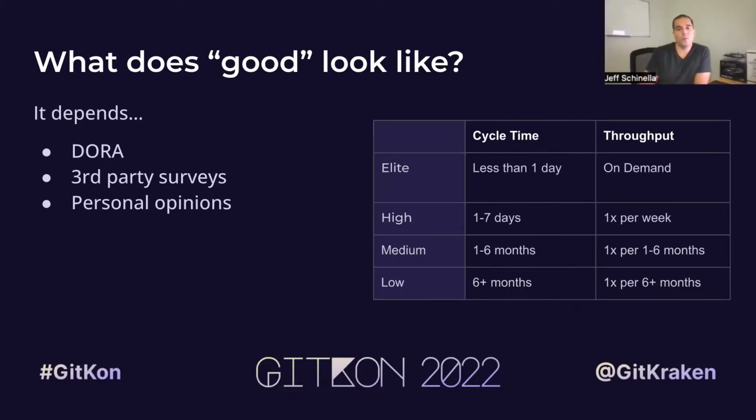When we're talking about the cycle time and throughput metrics, there are some opinionated definitions about what good looks like. DORA is very explicit. You want your cycle times for leading performing teams to be less than a day, right? You can start and complete a change, and from the throughput side it's just on demand, pushed out into production. There are other personal opinions and third-party surveys, but they all correlate to the same thing. The faster you can do these things, the better off and more efficient your development team and developer workflow looks.